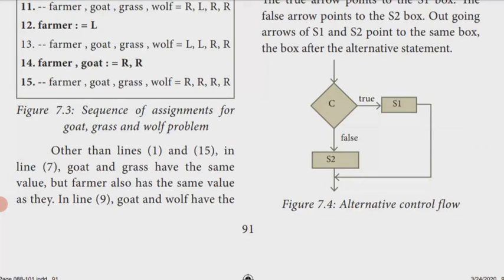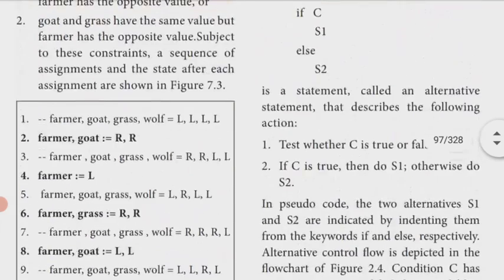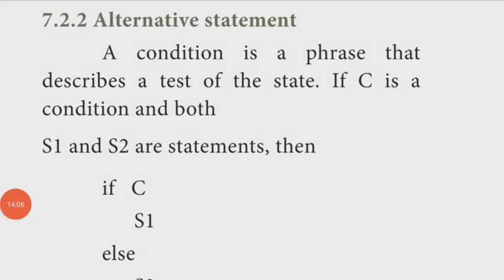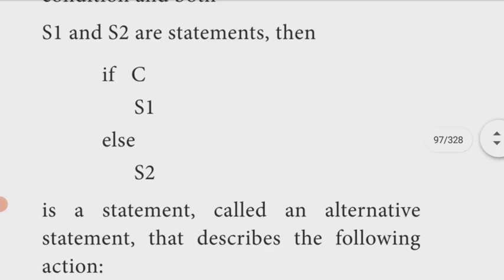And here they gave one. So this is the first problem. The next type of statement is the alternative statement. Alternative statement means here you have some condition. If the condition is true, it will execute one part. Otherwise, if the condition becomes false, it will execute another part. That is called an alternative statement.